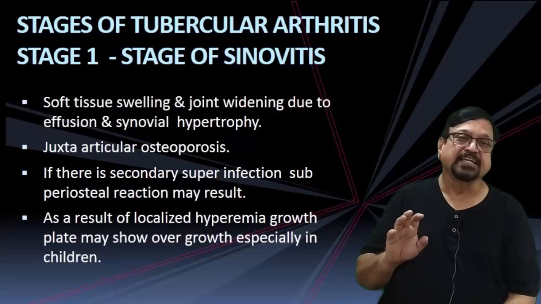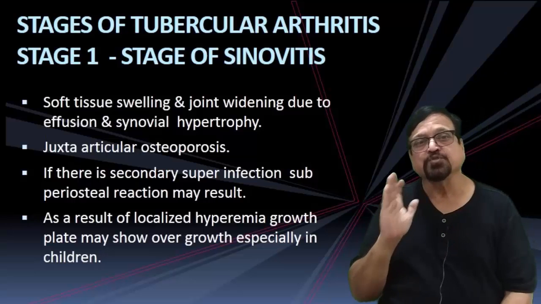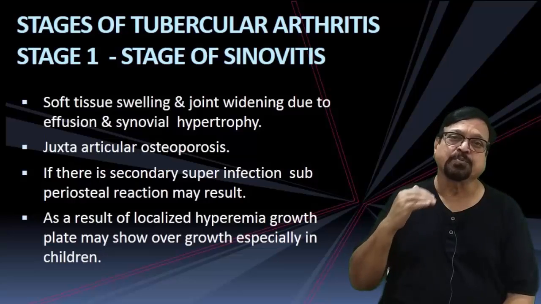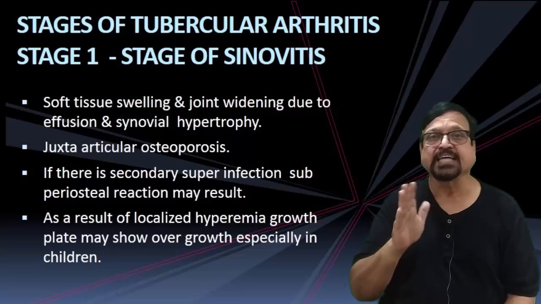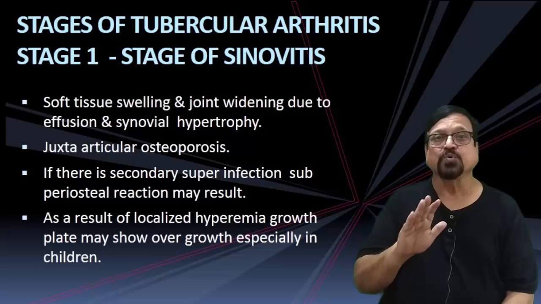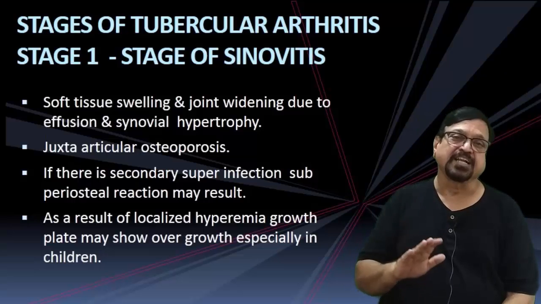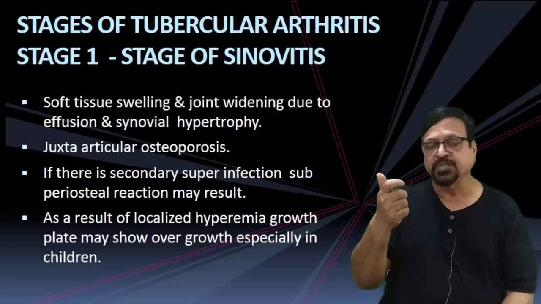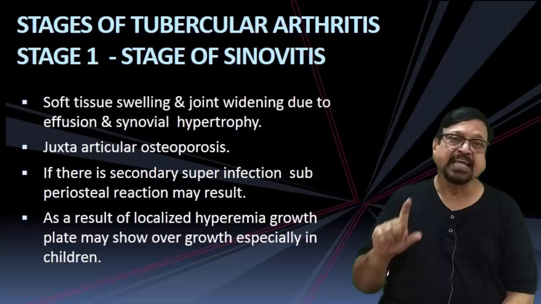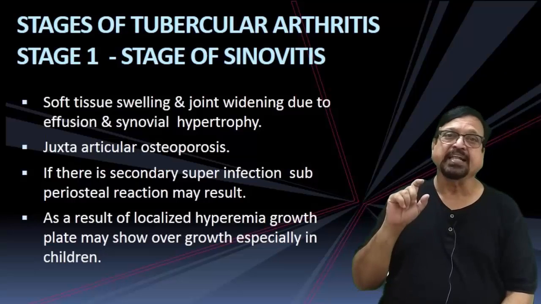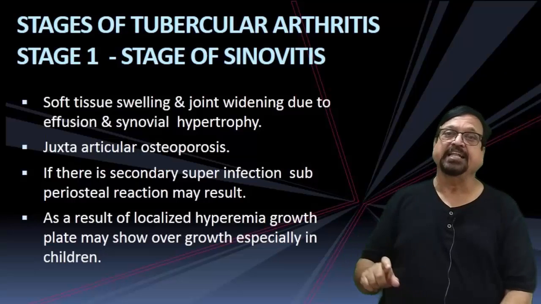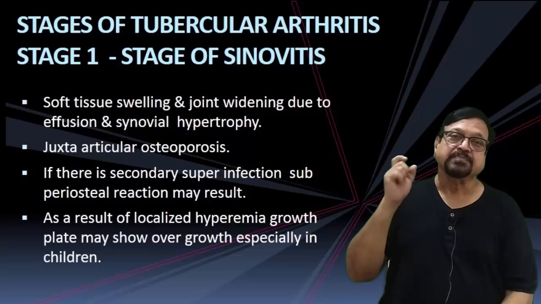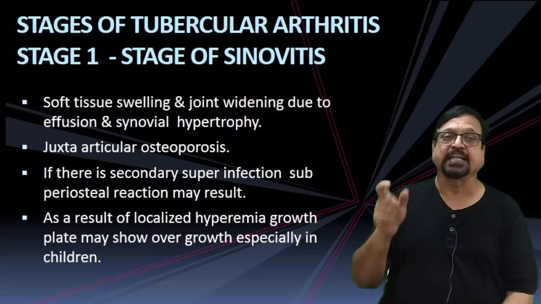Now, if there is secondary infection, that is superinfection, subperiosteal reaction may result. But we are not talking of that; when there is superinfection, the picture will be mixed, and we are talking right now of only tubercular arthritis. As a result of localized hyperemia, the growth plate may show some growth, especially in children. It's a small request that please see my second video also, which is on the film reading. In that we have shown a couple of films where because of growth plate affection, the extremity growth is hampered. Either there can be deformity or there can be shortening of the limb.